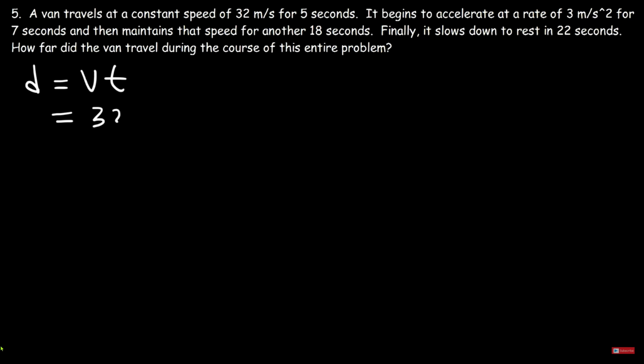So V is 32 meters per second and the time is 5 seconds. So notice how the unit seconds cancel. So we just got to multiply 32 times 5. 30 times 5 is 150. 2 times 5 is 10. So the distance for the first part is 160. So I'm going to call it D1.